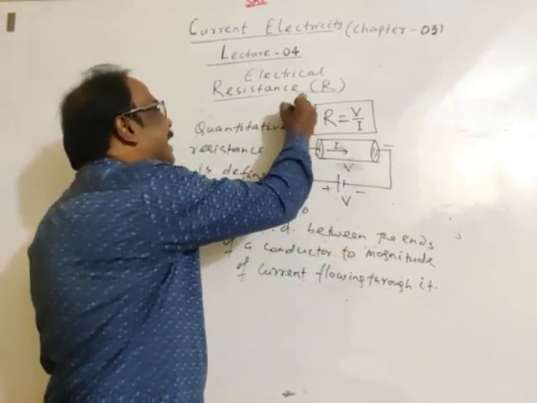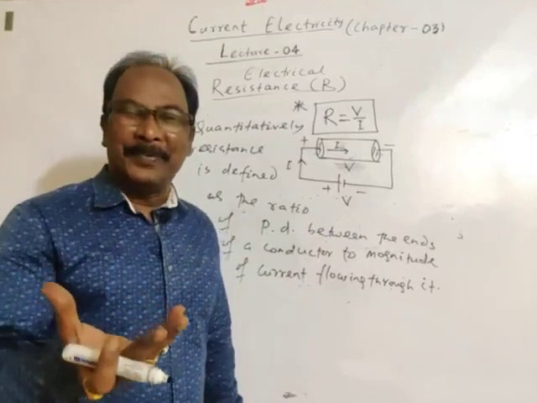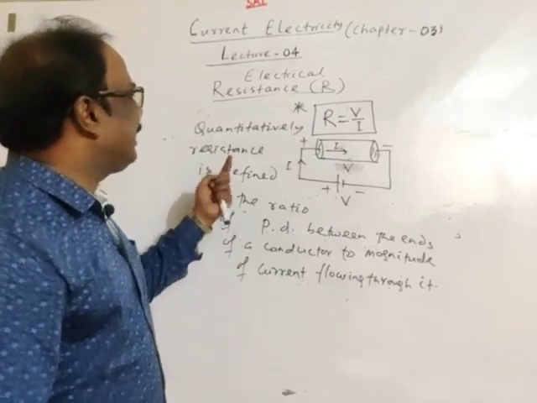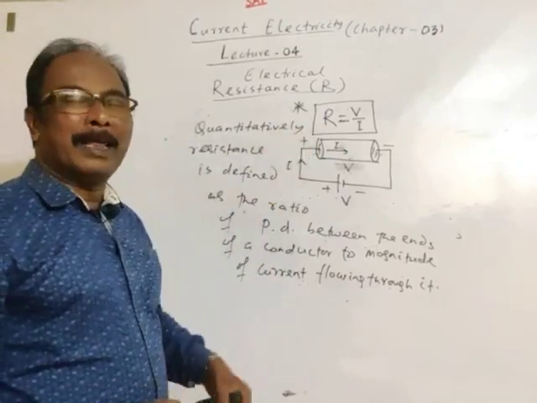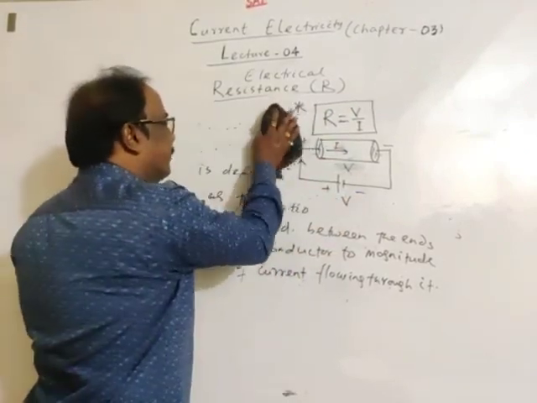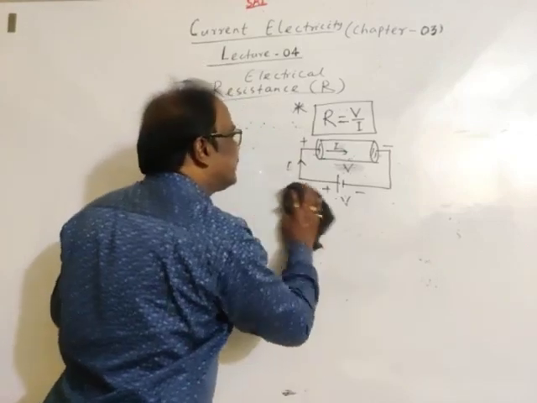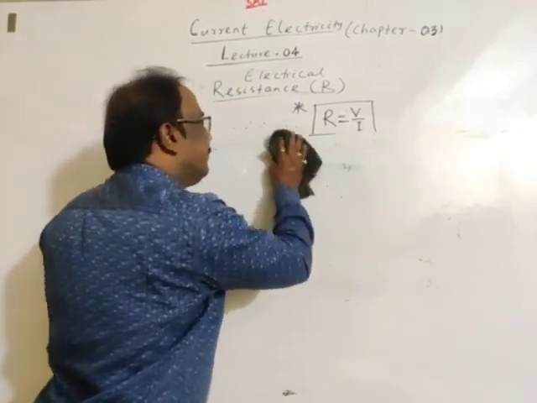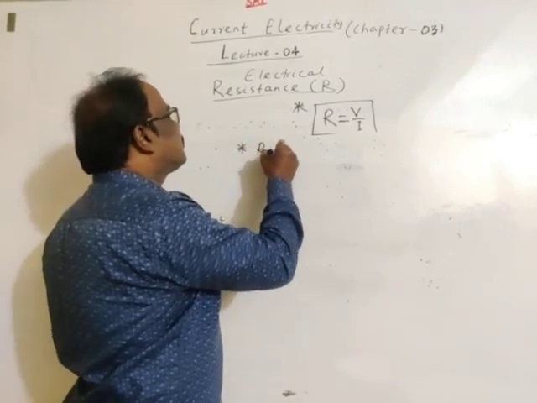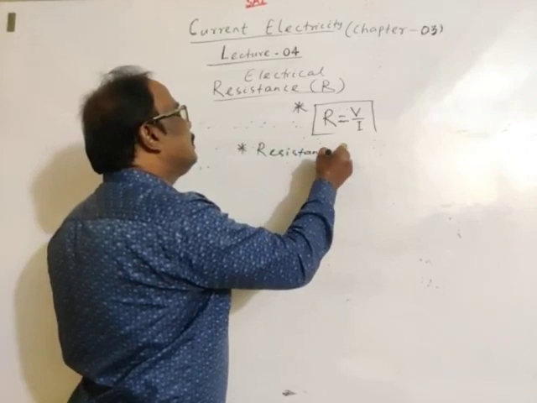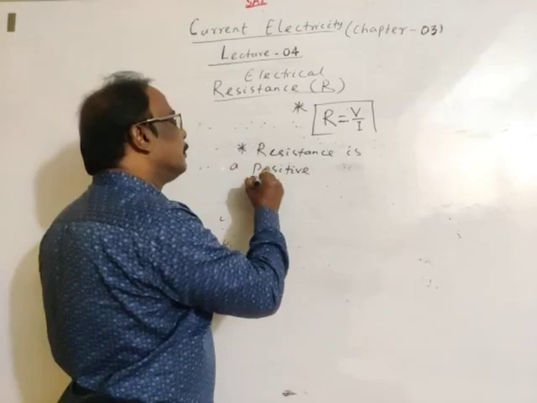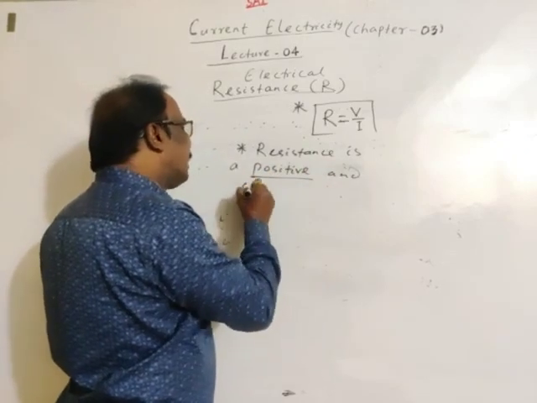This is the universal definition of resistance. Qualitatively, it is a property. Quantitatively, we can measure resistance by taking the ratio of potential difference to current. Then different factors on resistance are to be discussed. Always remember, it is very important to remember, resistance is a positive and scalar quantity.